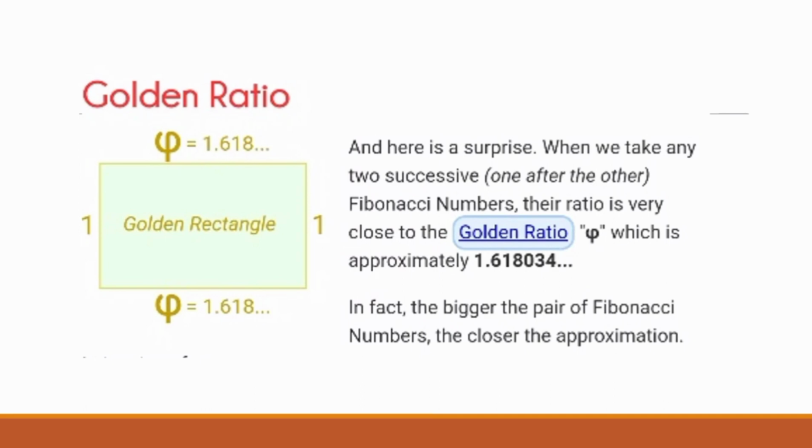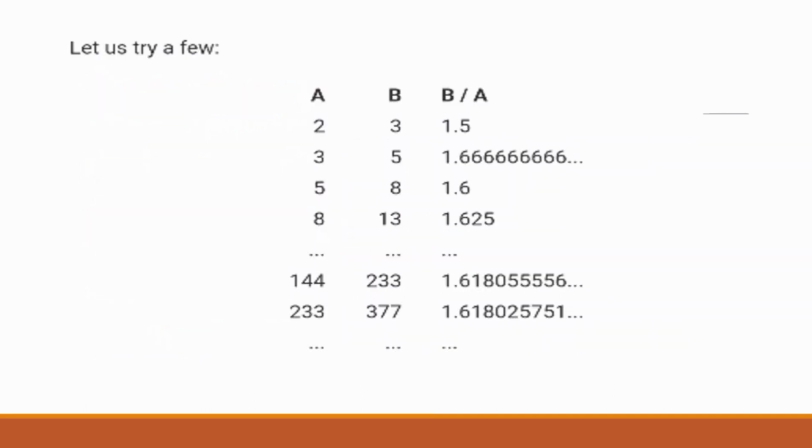In fact, the bigger the pair of Fibonacci numbers, the closer the approximation. So, kapag bigger number yung pair natin, siya ay mas malapit dun sa approximate natin na 1.6. Next, let us try a few examples.